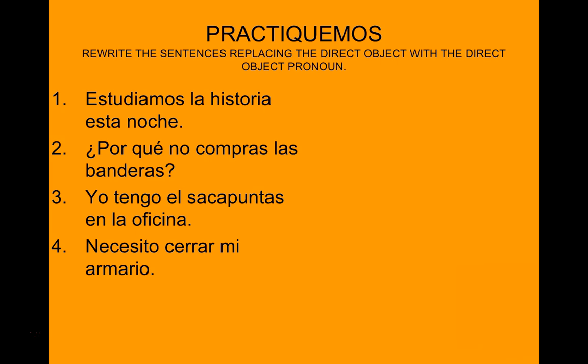Estudiamos la historia esta noche. Says we study history tonight. So our direct object, after we follow our steps, is history. We study who or what. So instead of saying we study the history tonight, we want to say we study it tonight. If we rewrite the sentence taking out the history and replacing it with it, it looks like La estudiamos esta noche. We put it before the conjugated verb.